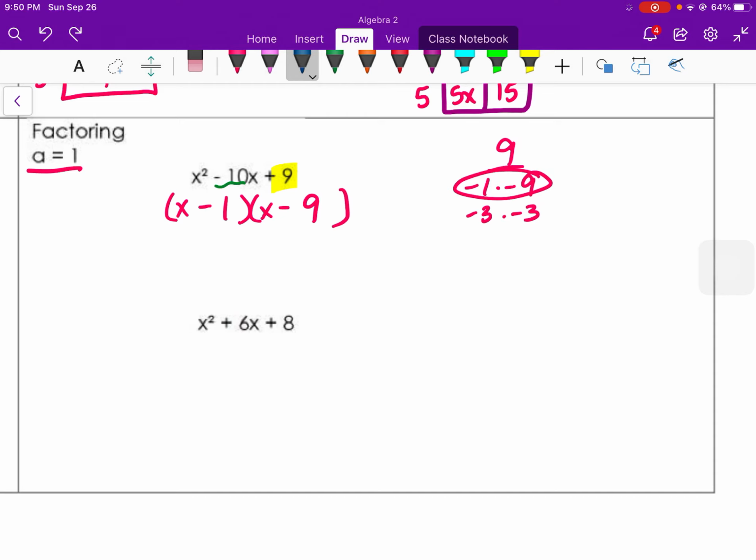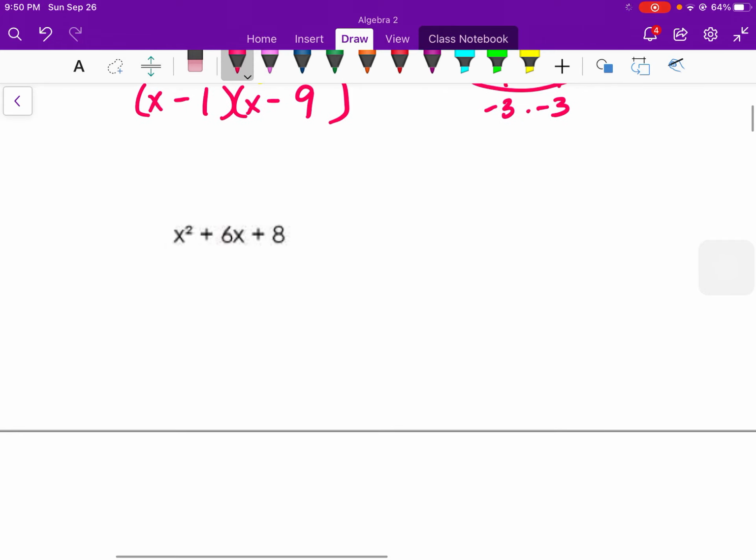So really all you have to check is the middle. So x times negative 9 would be negative 9x, and negative 1 times x would be negative x. And if you added those together, you would get the negative 10x in the middle. So that is our answer.